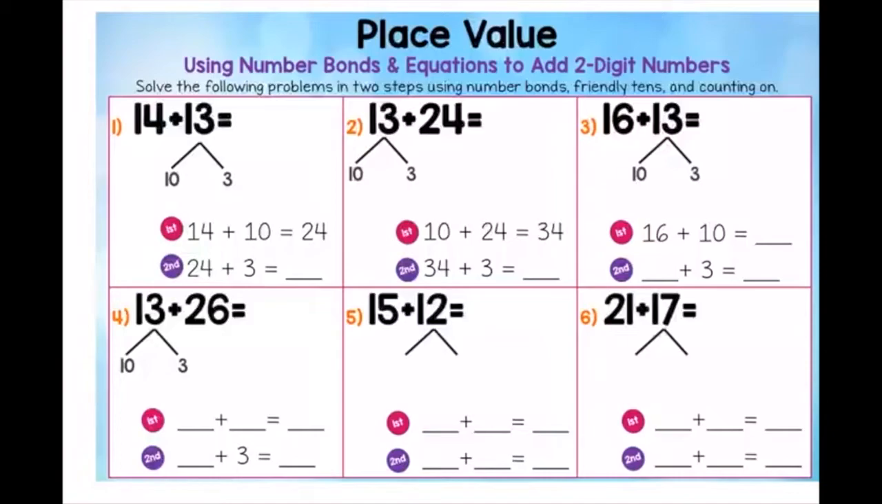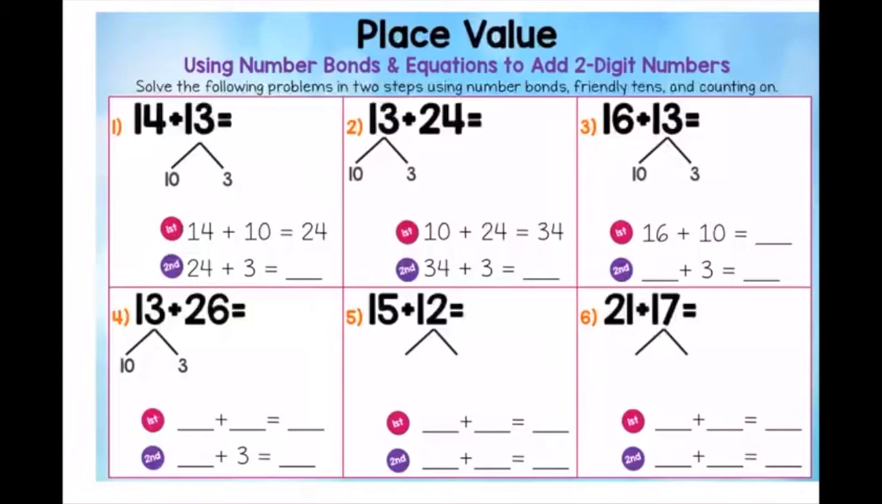So there are two steps to these types of problems. You break numbers apart using the number bonds, then use the friendly tens to help solve the problem in a faster way. This activity says, solve the problems in 2 steps using number bonds, friendly tens, and counting on. So there are a lot of steps to these problems, which means they could be a little confusing. But don't worry, I'm going to try to help you by color coding things as we go.